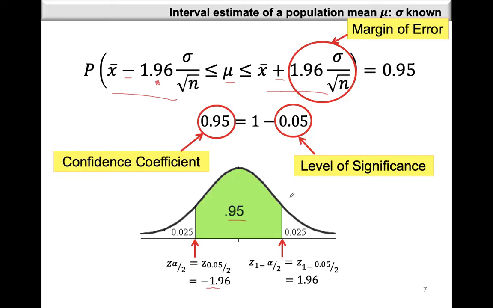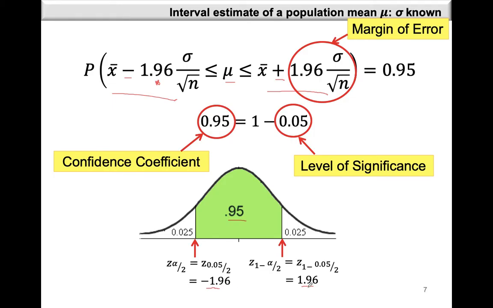And if we take a look at the upper Z value, then we'll see that this Z value, the area to the left of it is 0.95 plus 0.025. So that is 0.975. So from the table, that Z value is 1.96. Also, because of the property of reflection, you can see that the lower value is a reflection of the upper value.